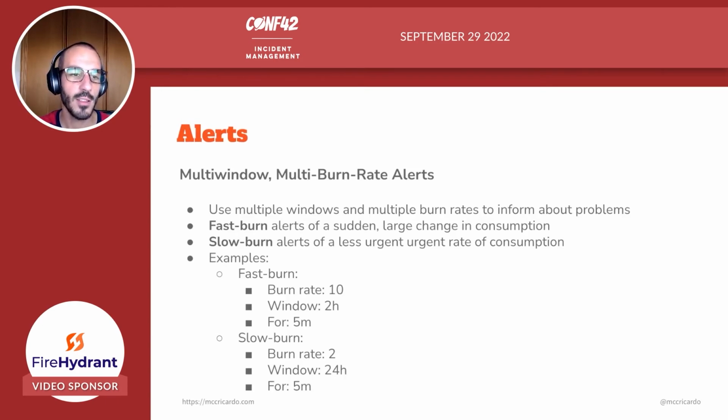So here are just a few examples. I can define that I have a window of evaluation of 2 hours. I evaluate every 5 minutes, and if my burn rate is 10, I know that something is not okay. And the same thing for a slow burn: I define an evaluation period of 4 hours, so longer, and if my burn rate is 2, I actually have a problem and I need to investigate.